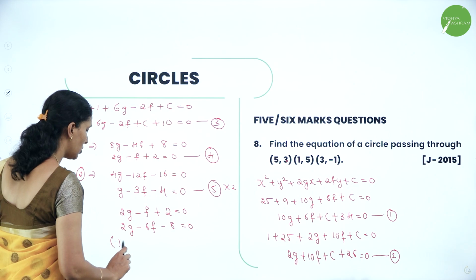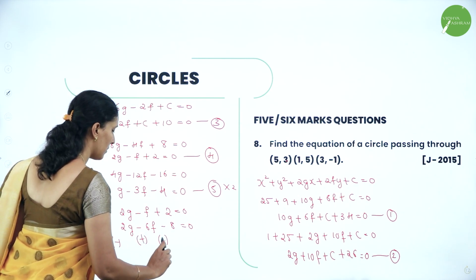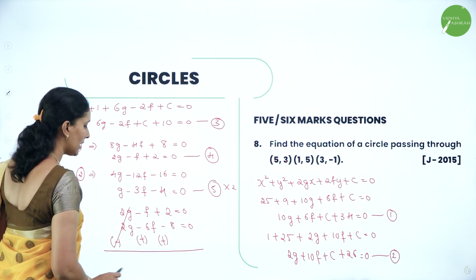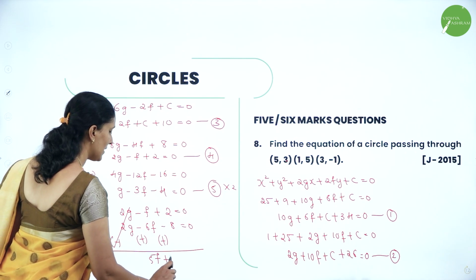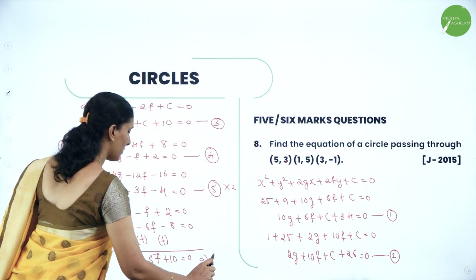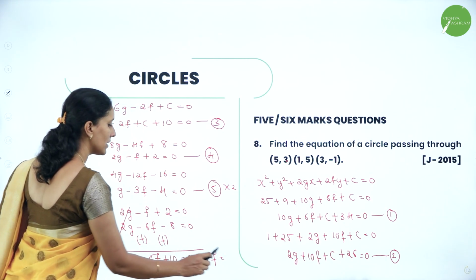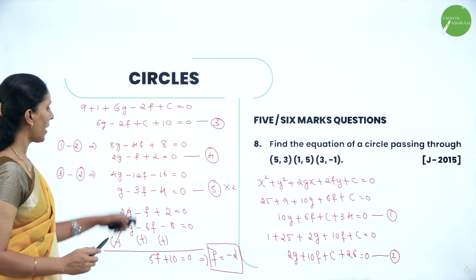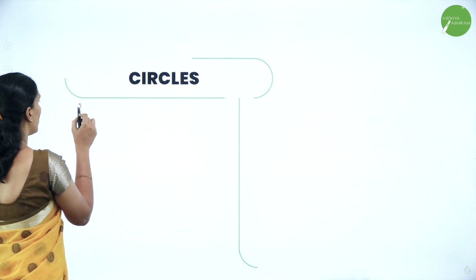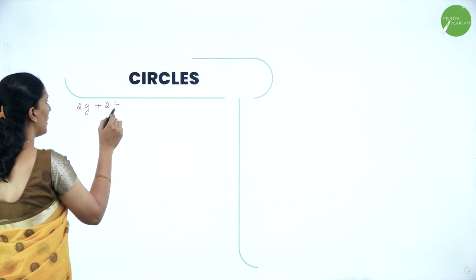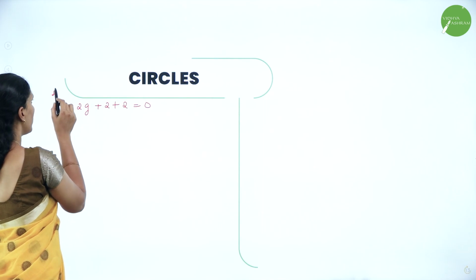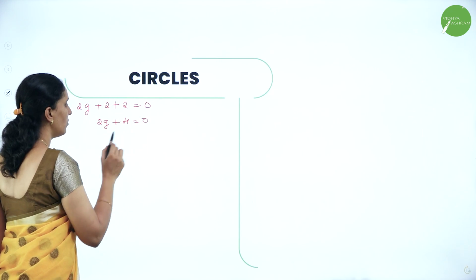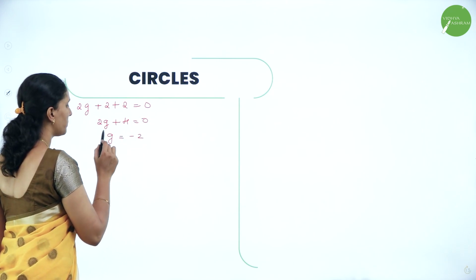Let us subtract, change the sign, plus, plus. This gets cancelled. F and 6f, here it is 5f plus 10 is equal to 0. So this implies 5f is equal to minus 10, so f is equal to minus 2. Now let us substitute f is equal to minus 2 in equation 4. Then you will get 2g plus 2 is equal to 0, that is according to equation 4. So you will get 2g plus 4 is equal to 0. G is equal to minus 2.